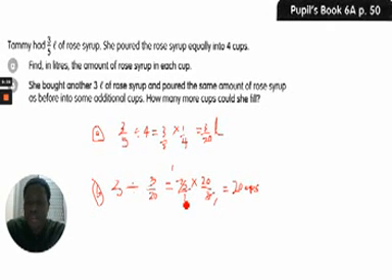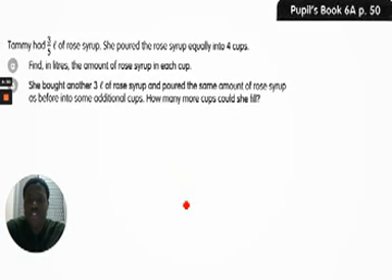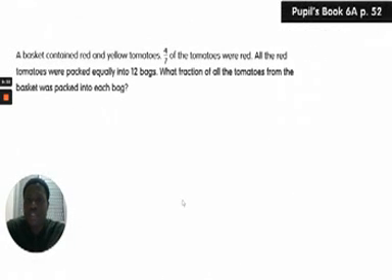All right, that's how we solve the word problem. Do we have one more example? Okay, probably this one. Let's do. A basket contained red and yellow tomatoes. 4 over 7 of the tomatoes were red. All the red tomatoes were packed equally into 12 bags. What fraction of all the tomatoes from the basket were packed into each bag?